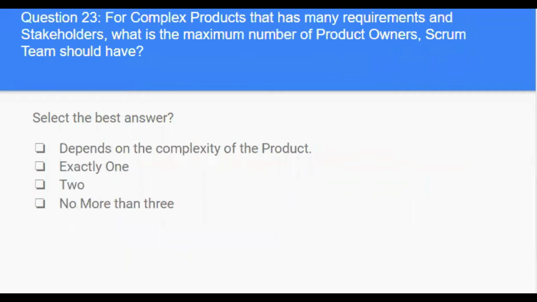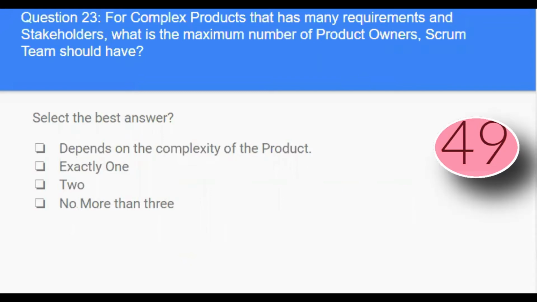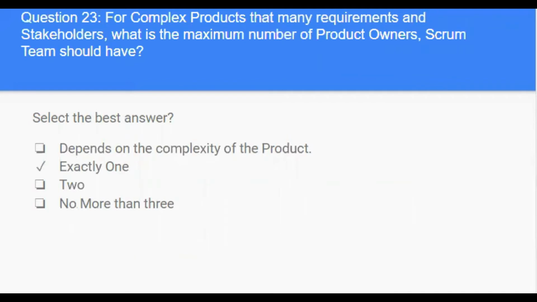Next question. For complex products that have many requirements and stakeholders, what's the maximum number of product owners a Scrum team should have? Your time to think before we move to the answer. There's always only one product owner. Remember the rule: there's one product owner for one product backlog for one product.